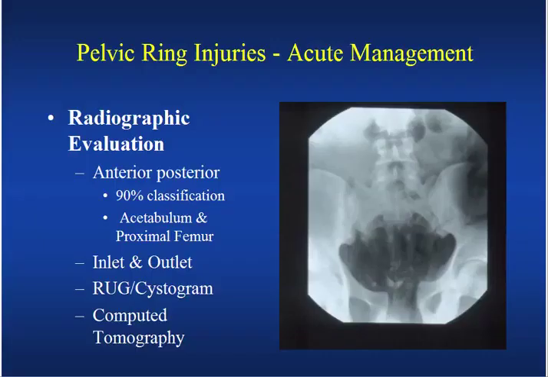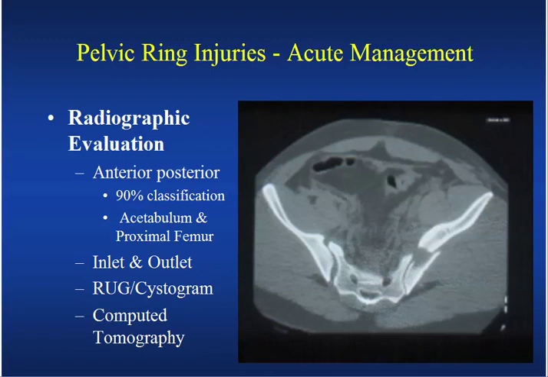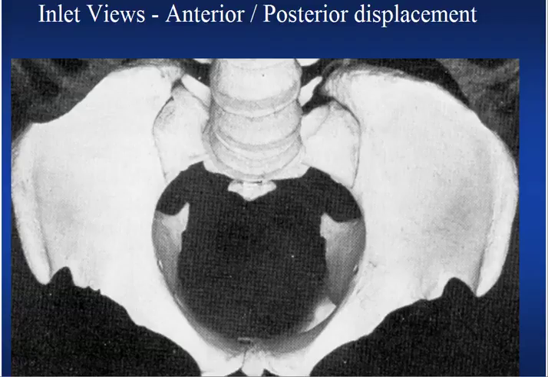For the radiographic evaluation, the AP X-ray is what you start with. You're looking not only at the pelvic ring, but also at the acetabulum and the proximal femur. Also, inlet and outlet views. Consider doing dye studies of the urogenital system, either a retrograde urethrogram or a cystogram, and then CT scanning. This shows the importance of a CT scan to help you quantitate and classify these posterior injuries. This is an example of an inlet view.